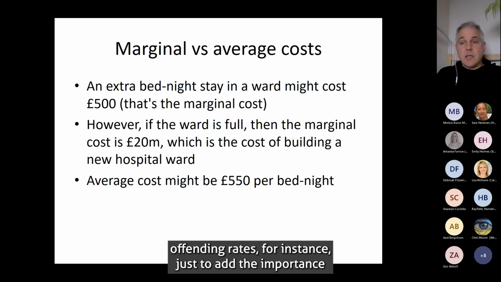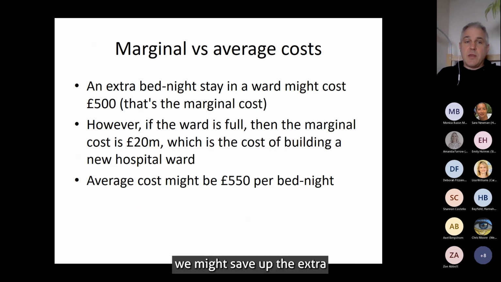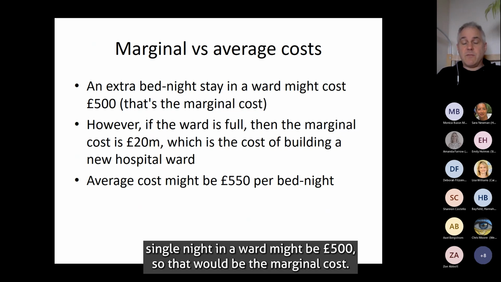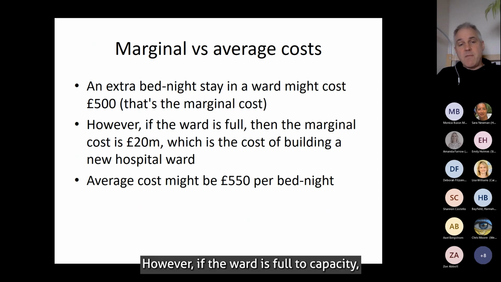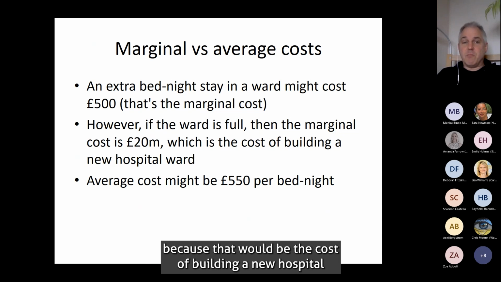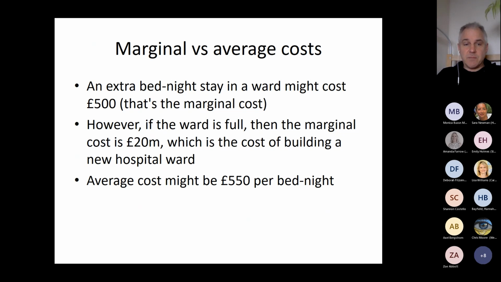Just to add the importance of knowing the difference between marginal and average cost, we might say that the extra stay in hospital for a single night in a ward might be £500. So that would be the marginal cost. However, if the ward is full to capacity, then theoretically the marginal cost then shoots up to £20 million, because that would be the cost of building a new hospital ward or a new hospital ward extension.